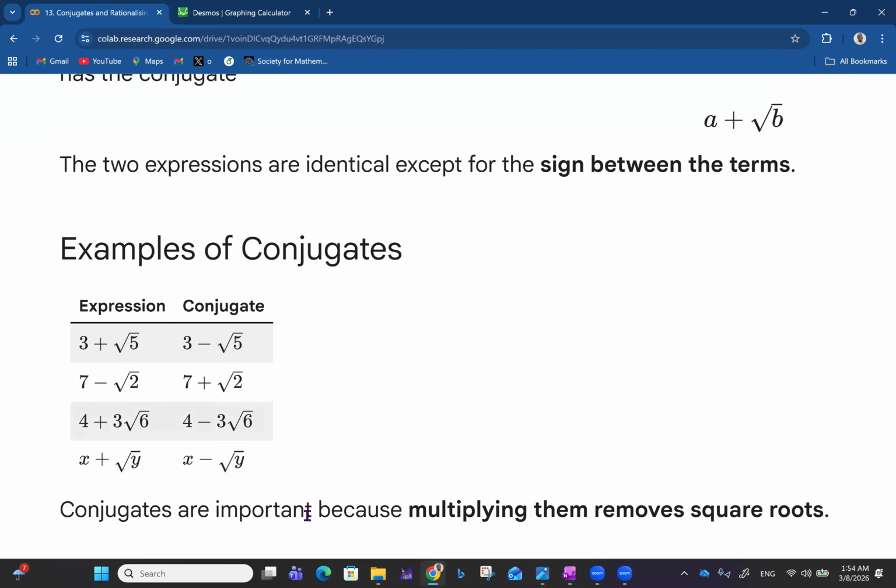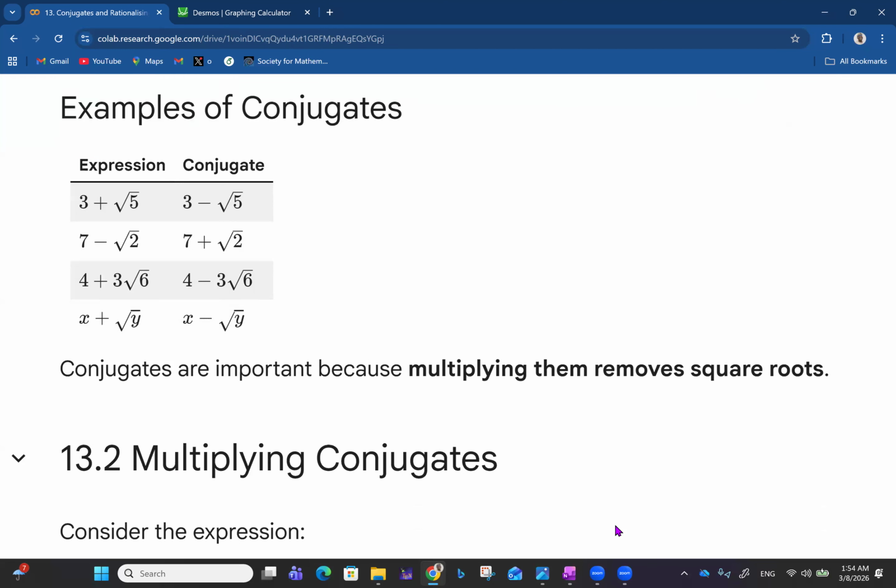Conjugates are important because multiplying them removes square roots. So we have conjugates because they help remove square roots when you have binomial terms. In the previous video, we learned to remove square roots because if you have a single surd, you just multiply by that surd and the square root is removed. But if you have a binomial expression, you actually need the conjugate to remove the square roots.